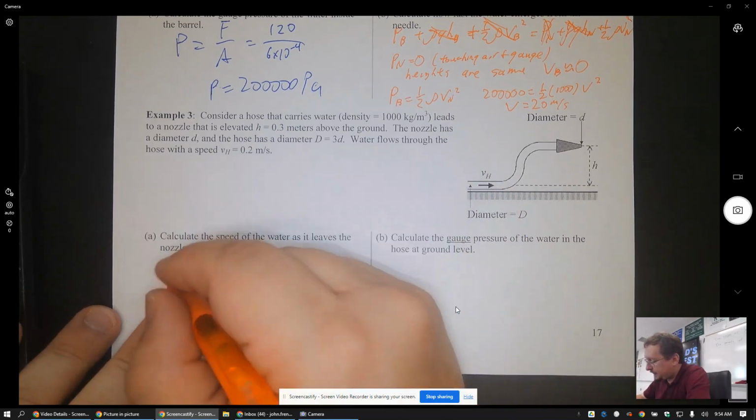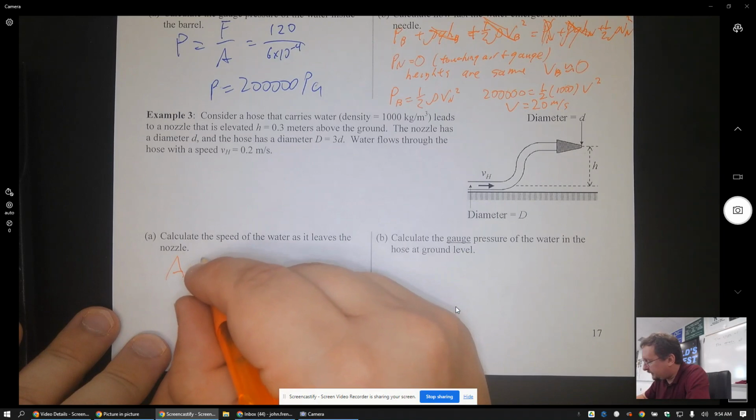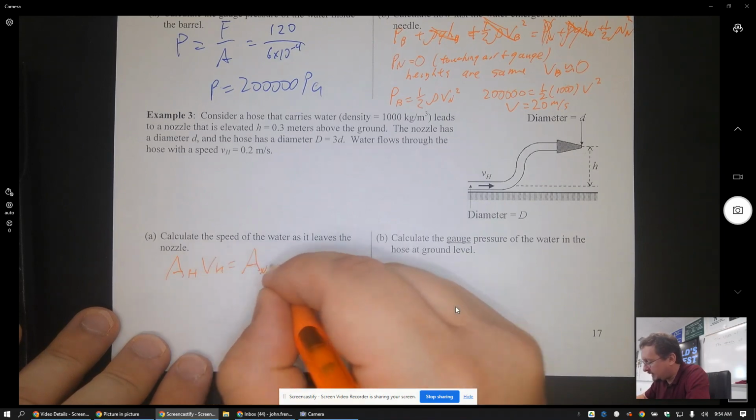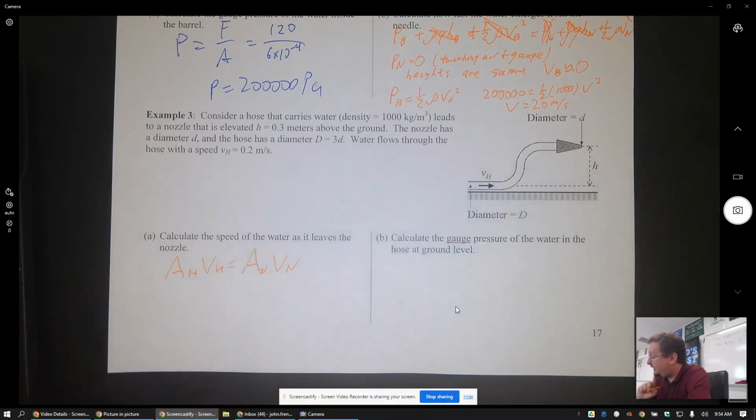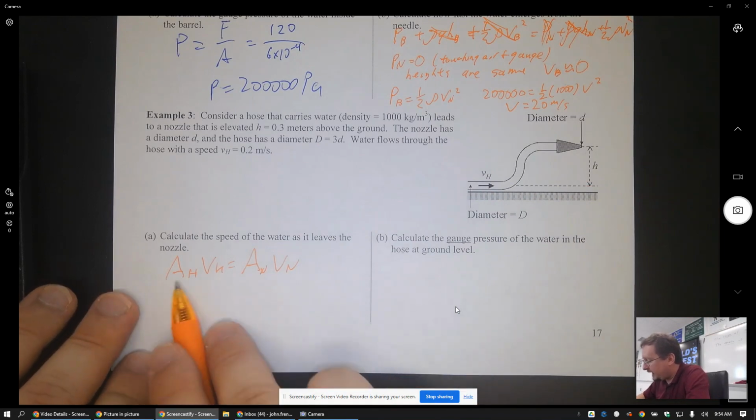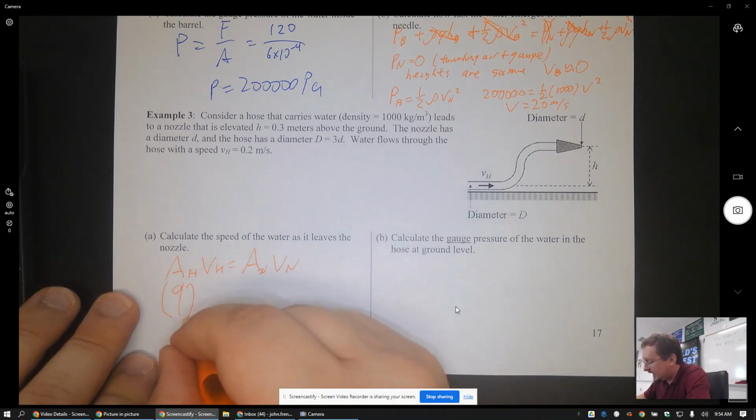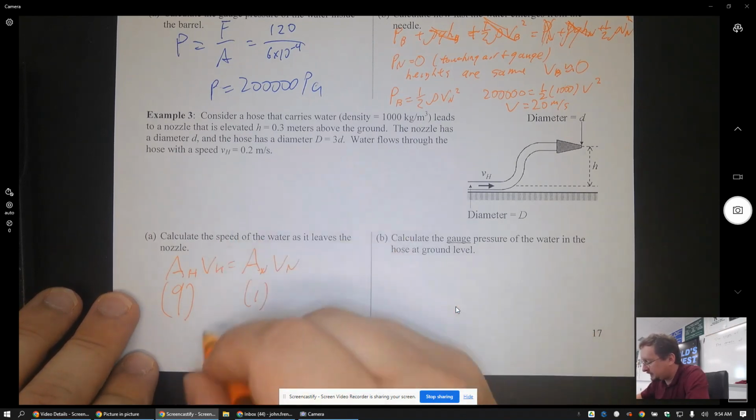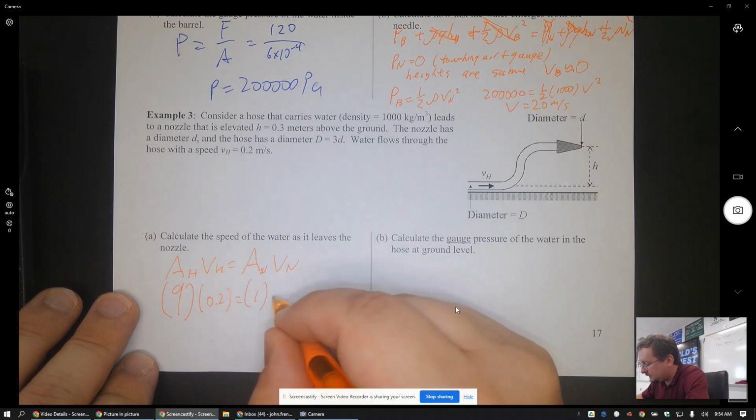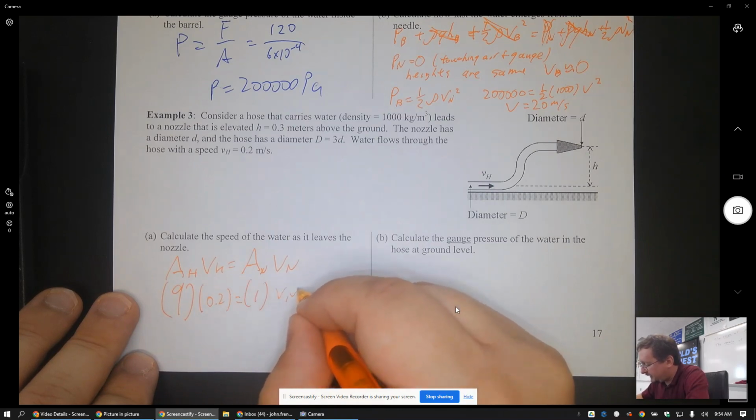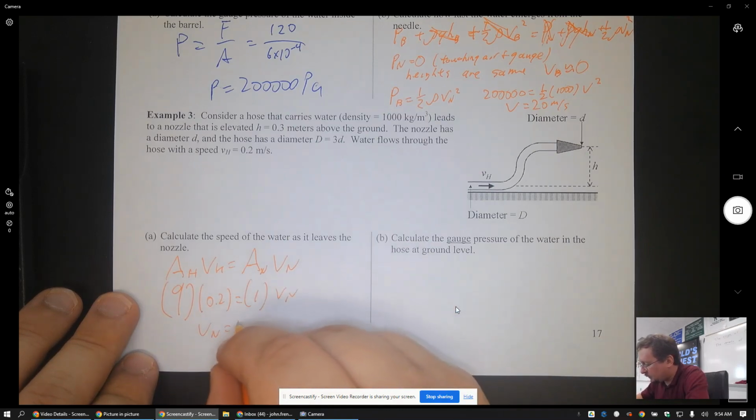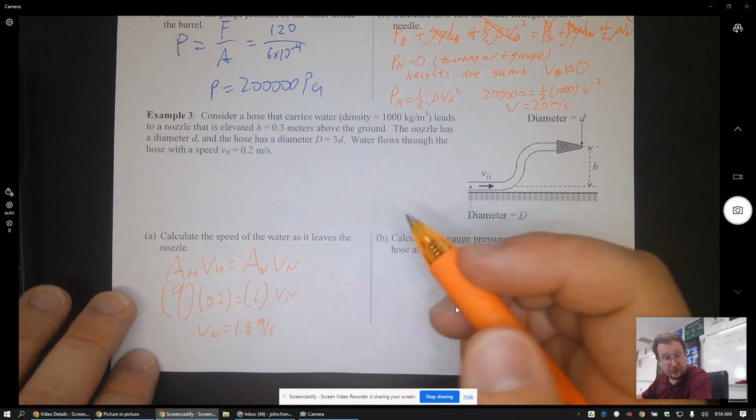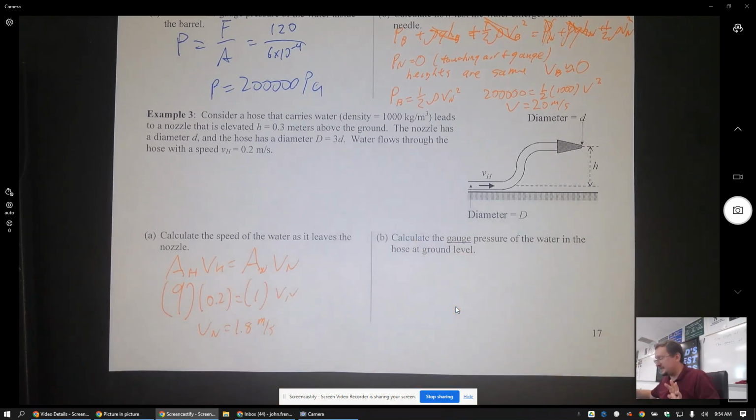If you do area of hose times velocity of hose equals area of nozzle times velocity of nozzle, then what I know is that the area of the hose is 9 times bigger than the area of the nozzle. Why 9 times the area? Because 3 times the diameter. This speed is 0.2, so then the velocity at the nozzle is 1.8 meters per second. So again, this is that geometric reasoning I want students to be able to do, and quickly, because if it appears on the multiple choice, they can do it really fast.